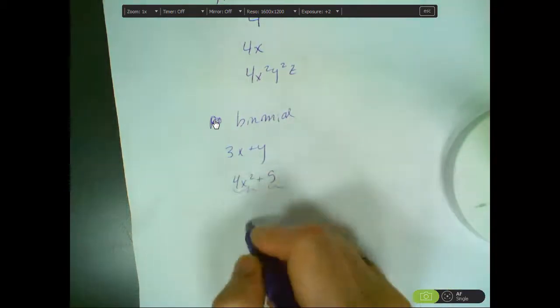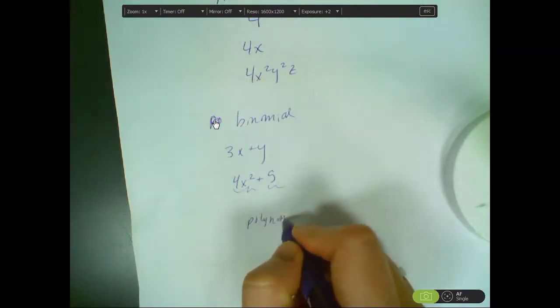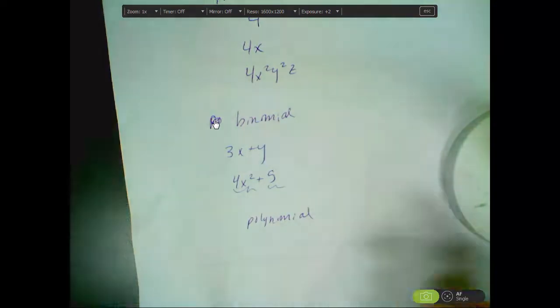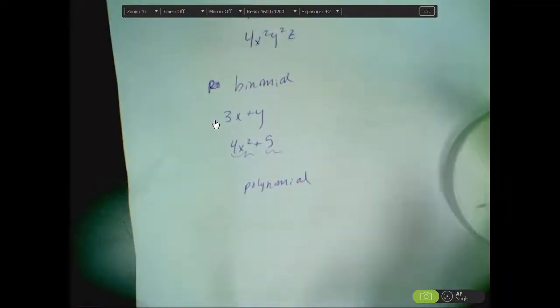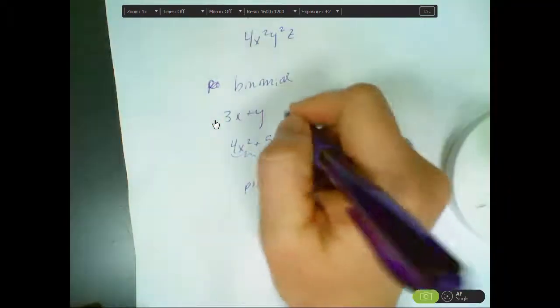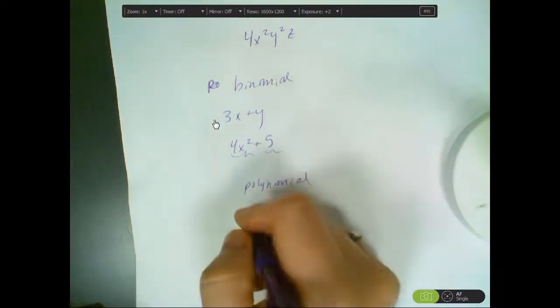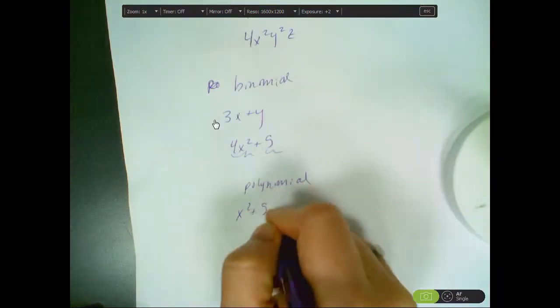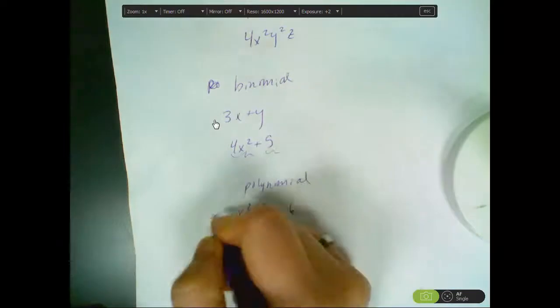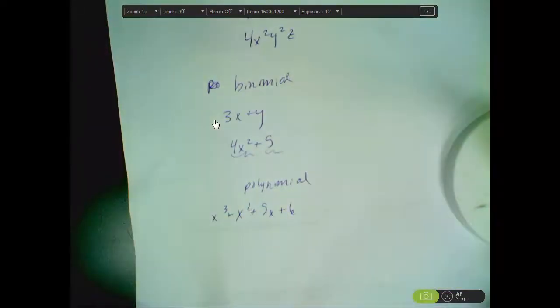A polynomial is more than two. So there's also called a trinomial, which is three terms added together. But a polynomial is a whole bunch of terms added together. That's what we'd call a polynomial. Okay, so there's your vocabulary.